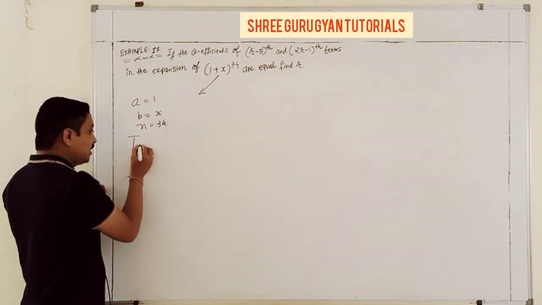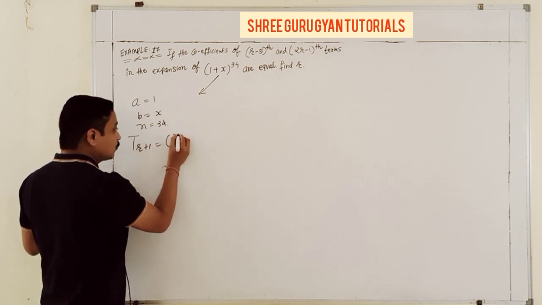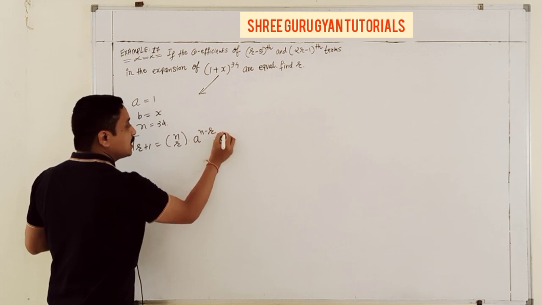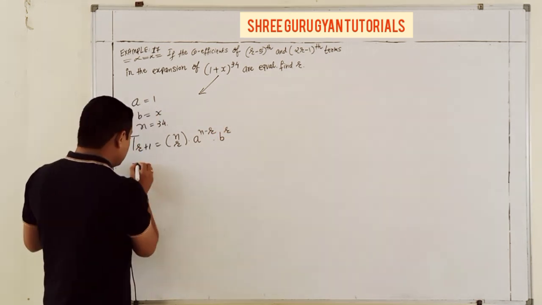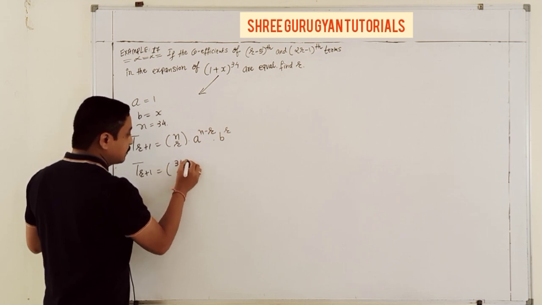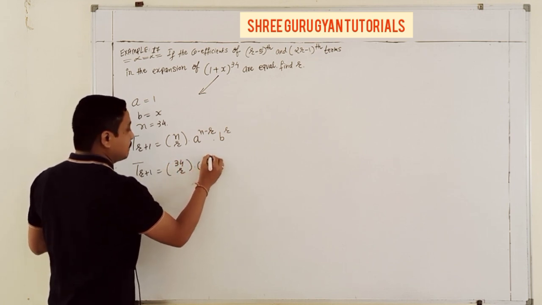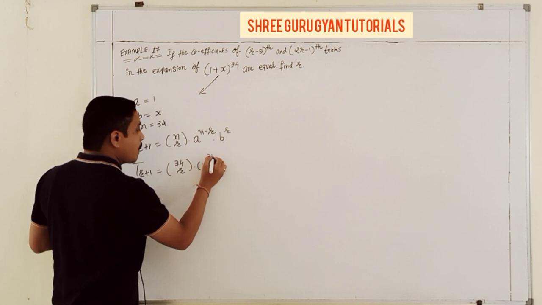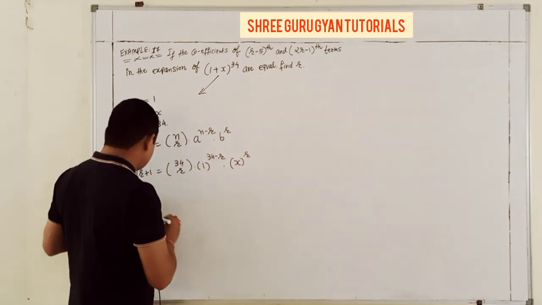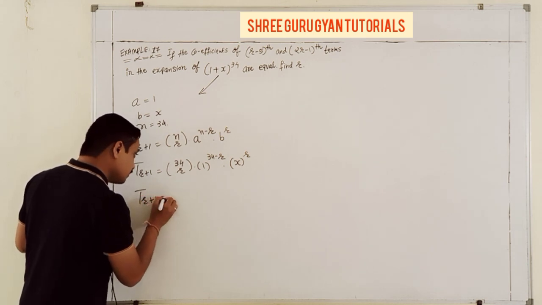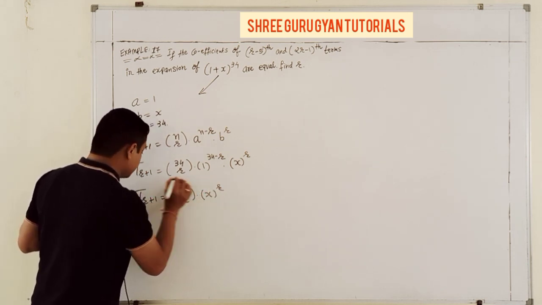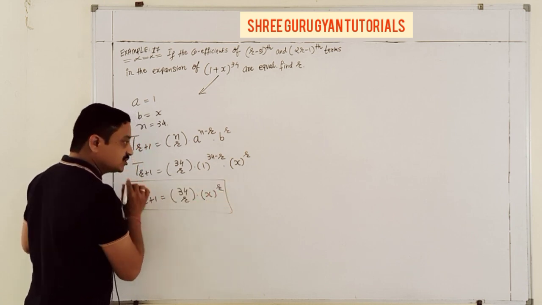So students, your formula: T(r plus 1) equals nCr a raised to n minus r, b raised to r. So T(r plus 1) equals 34Cr, a becomes 1, 1 raised to 34 minus r, and b is x raised to r. So my data is T(r plus 1) equals 34Cr x raised to r. This is my general term.